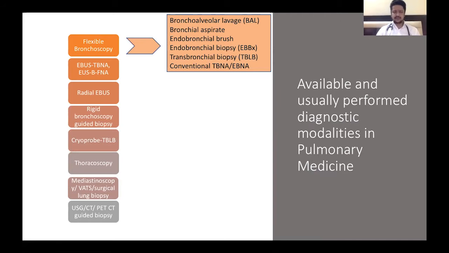To start with, we have some available and usually performed diagnostic modalities in pulmonary medicine, namely flexible bronchoscopy. Through flexible bronchoscopy, we can have a BAL, a bronchial aspirate, endobronchial brush, endobronchial biopsy, transbronchial biopsy, and conventional TBNA. Then we have EBUS TBNA and EUS FNA, radial EBUS, rigid bronchoscopy guided biopsy, cryoprobe TBLB, and thoracoscopy. These are the main modalities that as a pulmonologist we use in interventional pulmonology. Other than this, some are used by the radiologists and the surgeons, like mediastinoscopy, surgical lung biopsy, or ultrasound, CT and PET-CT guided biopsy.